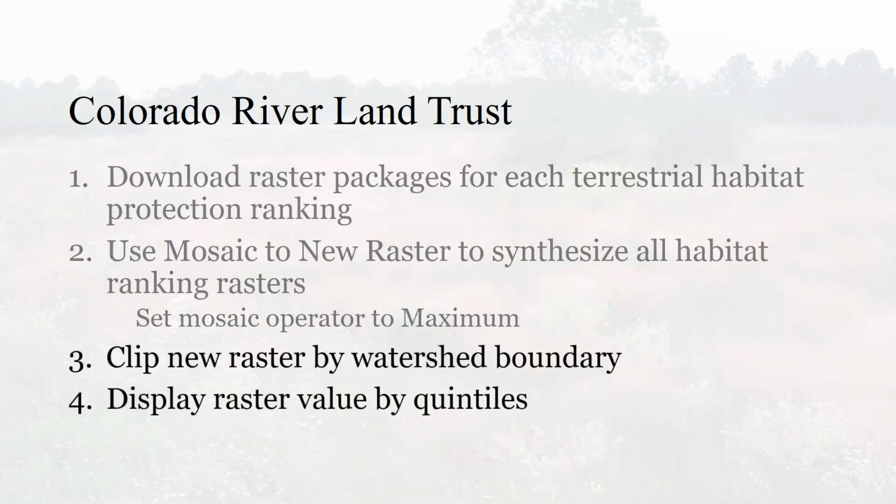Then we clip that new raster by the watershed boundaries, and we set the raster to display by quintiles. This is the general approach we used for prioritizing management and protection, is to just break it up into the bottom 20% all the way up to the top 20%. So that the highest fifth of any given habitat or all habitats would be very high priority, and it would go down from there based on those quintiles.